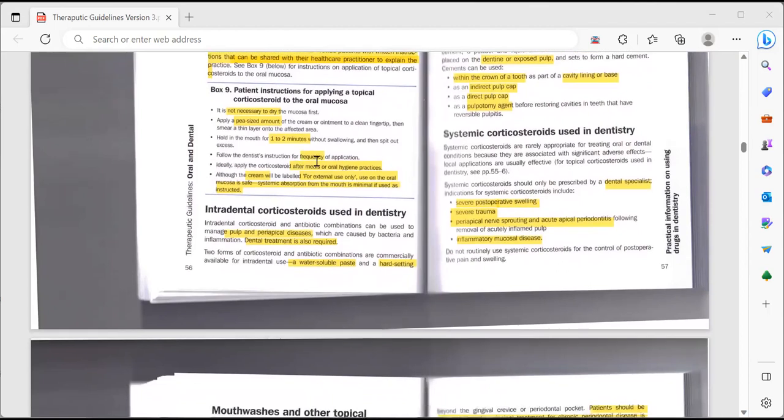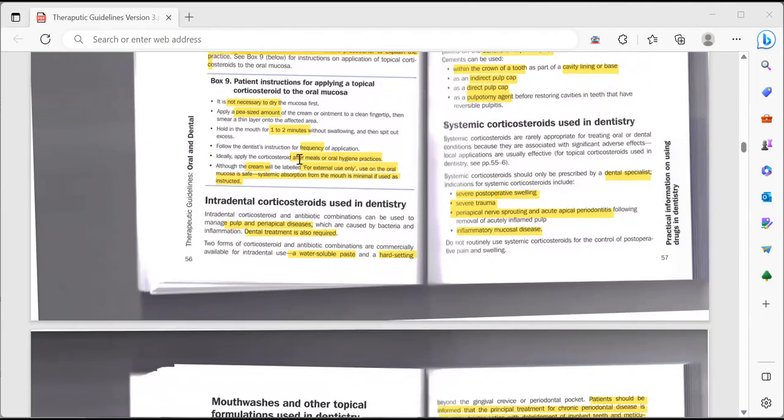Follow the dentist's instruction for frequency of application, and ideally apply the corticosteroid after a meal or oral hygiene practice. This point is so that it adheres to the lesion for a longer time, because for example, if we have a meal, it would go away, and there is a chance of swallowing. So whenever you are finished with your meals or your brushing, then apply.